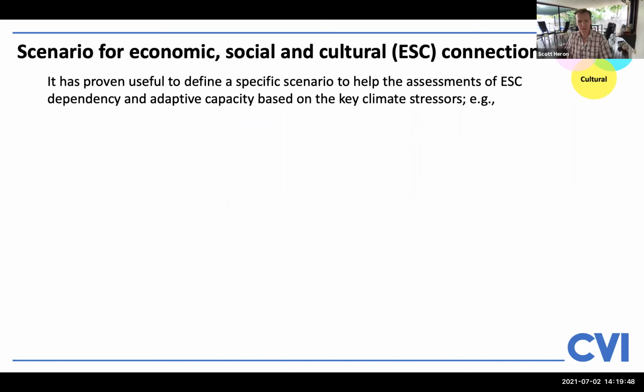So one of the things that we've learned through the CVI applications is that it is really useful to have a specific scenario laid out based on the key climate stresses when we assess the economic, social, and cultural connections.